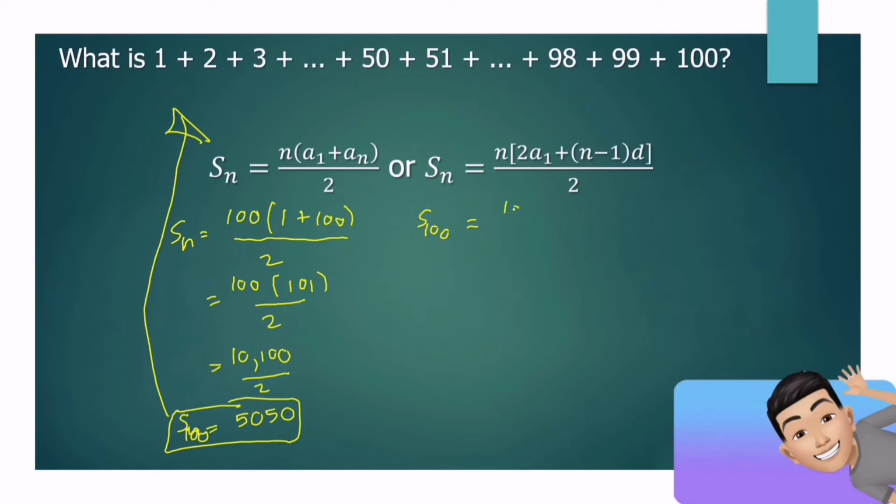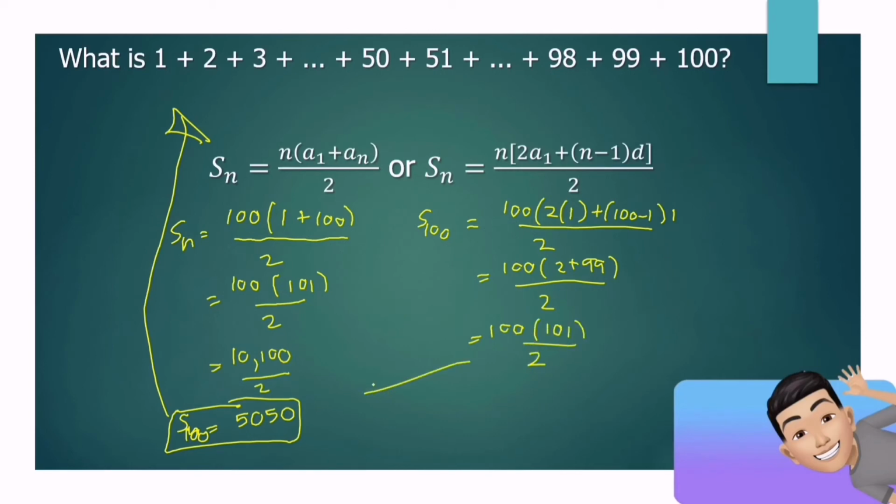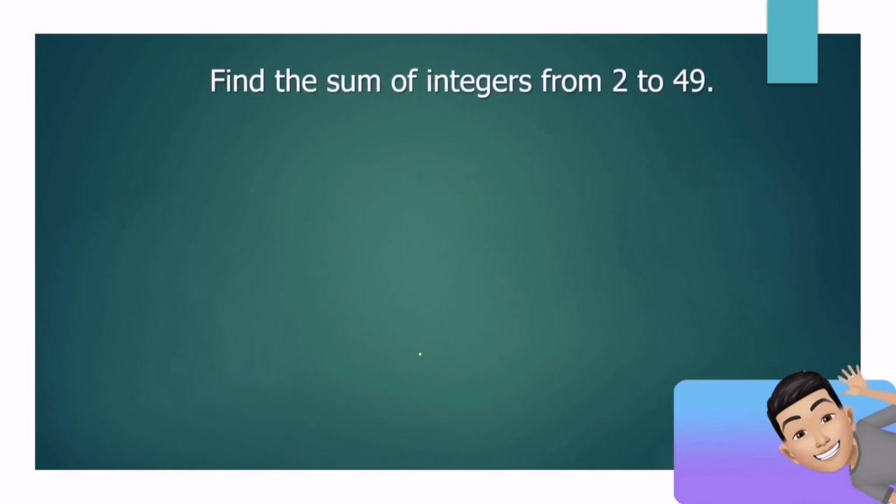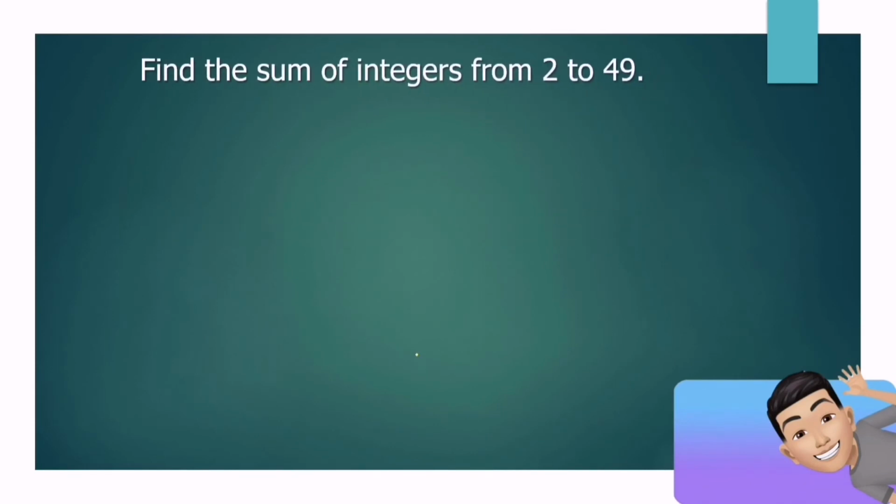So, check din natin dito sa kabila. S sub 100 equals 100 times, what is the first term? 1 plus 100 minus 1 times, what is the common difference? 1, divided by 2, equals 100 times 2 plus 99 times 1, 99 lang din, over 2, which is 100 times 101 over 2. Ito lang din yun. Okay? Malinaw na. So, syempre, gamitin natin siya sa ibang example. Check natin.